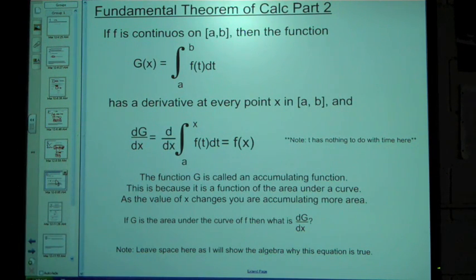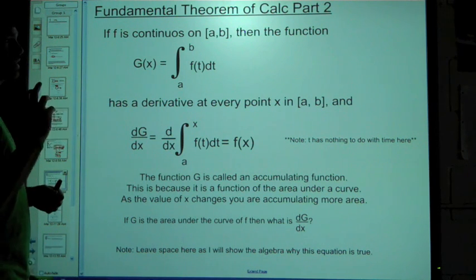All right, the second part. The second part is the more confusing of the two parts. Okay, the first one we kind of already learned. We're just using it in a new way to solve a new type of problem. This one is a little bit different.